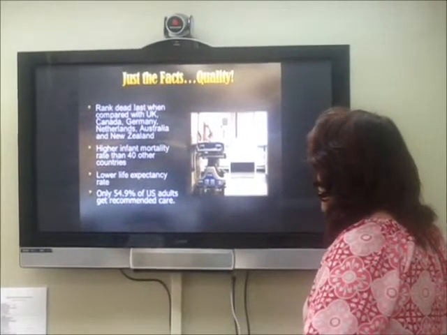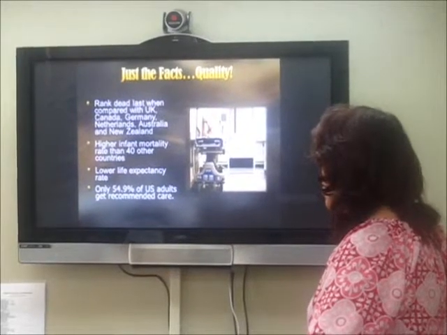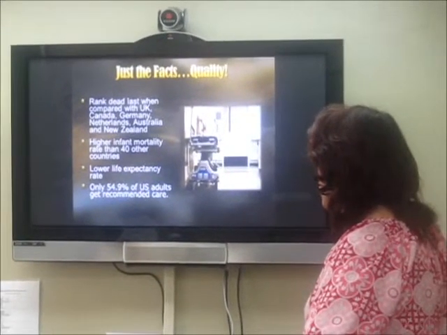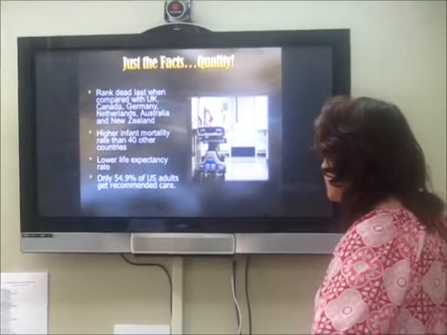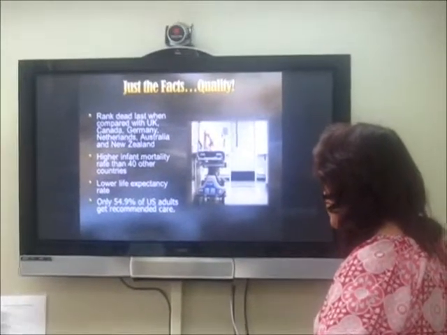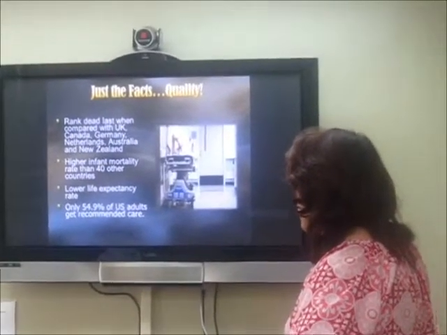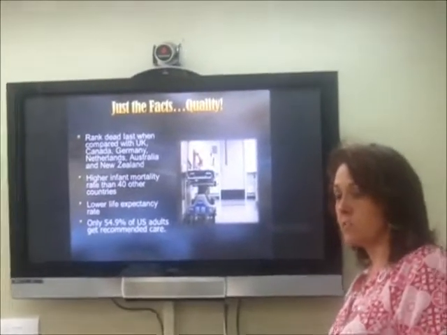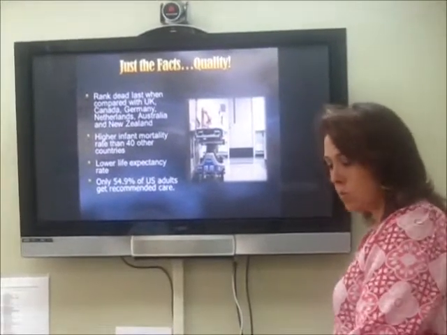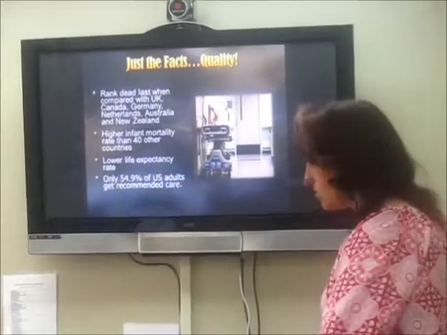In terms of quality, we ranked dead last when compared with Britain, Canada, Germany, Netherlands, Australia, New Zealand. Like I said, we have a higher infant mortality rate than 40 other countries. We have a lower life expectancy, and only 54.9% of U.S. adults get recommended preventative care. That's only about half of us that get what we need. And again, to the first slide, we're spending twice as much as everybody else.